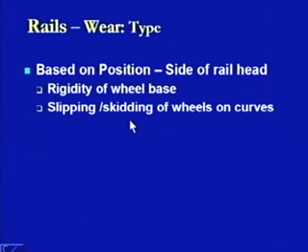Then slipping and skidding of the wheels on the curves. Now, in the case of this slipping or skidding of the wheels on the curves, what happens is that slipping is related to bringing the base of the bogie to the equilibrium condition. Now, in the case of the curves, as we have seen, if there is a leading axle which is going in the outward direction, or a trailing axle which is coming in the inner direction, then there is a change of the diameter of the wheel.